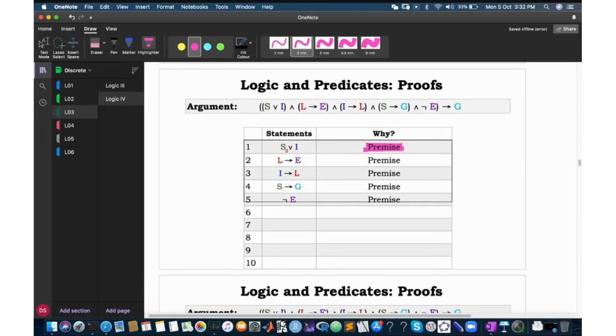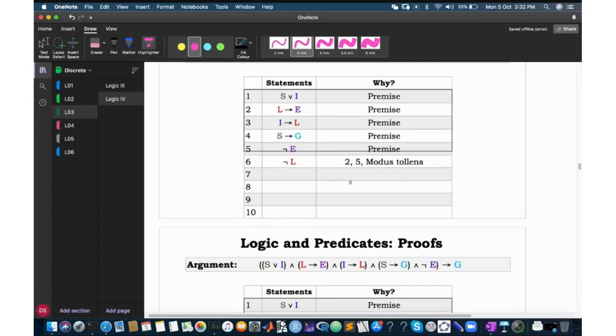We know that I either eat spinach or I eat ice cream. If I read logic, I must pass the exam. If I eat ice cream, I must study logic. If I eat spinach, I play golf, and I fail the exam. So these are my premises.